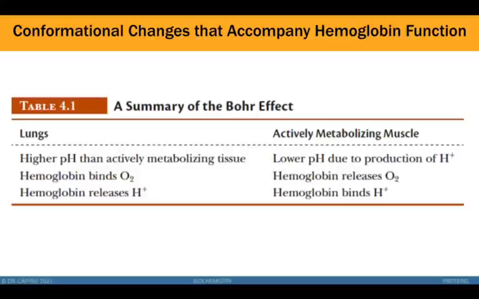I think it also makes sense that in actively metabolizing muscle, the hemoglobin should easily give off oxygen to provide oxygen for the muscle, because in actively metabolizing muscle you need a lot of oxygen, okay, for the electron transport chain to occur. Okay, so that is the summary of the Bohr effect. So please read in the book for more details and information about the Bohr effect.